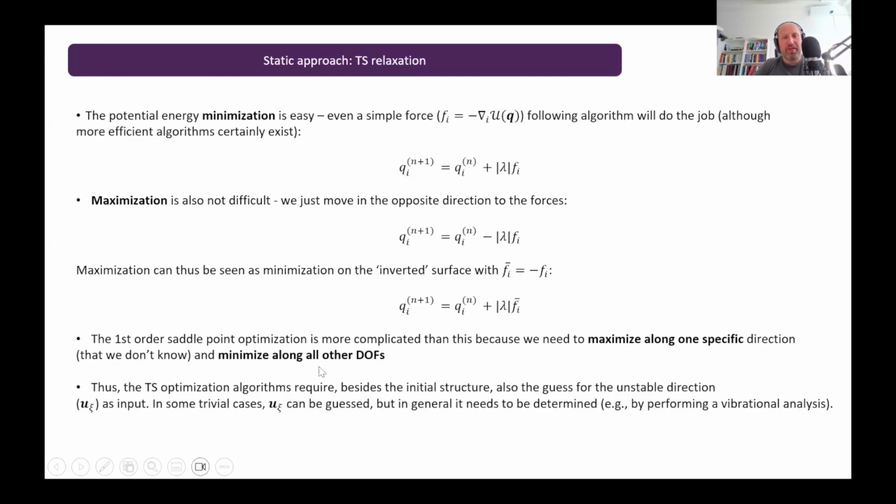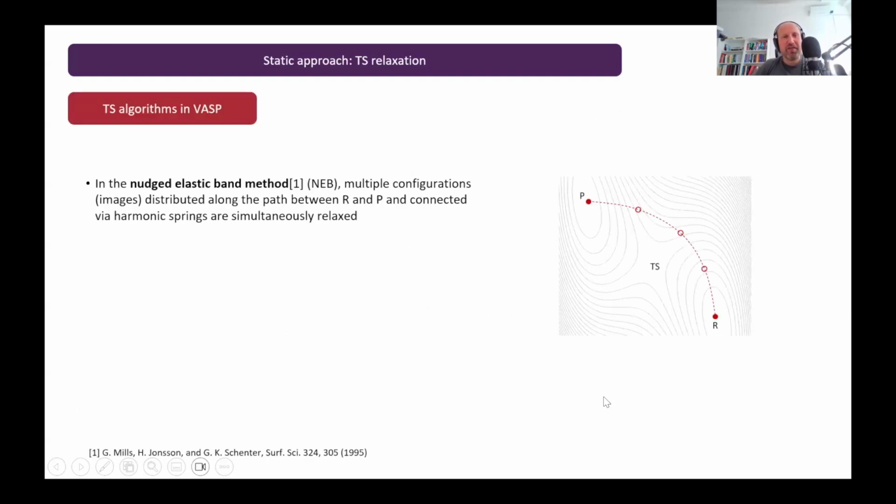Now, the first order saddle point optimization is much more complicated than minimization and maximization. That's because we need to maximize along one specific direction and minimize along all other degrees of freedom. And this special degree of freedom along which we will maximize is not known a priori. This is the reason why transition state optimization algorithms require, besides the initial structure, also a guess for the unstable direction. I will call it U of psi as input. In some trivial cases, you can guess this, for instance, surface diffusion along a certain high symmetry axis, then of course it's not very difficult to guess it. But in the general case, you have to determine it somehow differently. And we will see how.